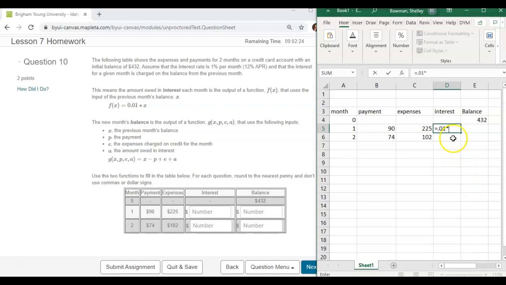Then we can multiply this to the previous balance by clicking here to cell reference, or you can do this by hand and do this in a calculator as well. This gives us an interest for this month of $4.32.